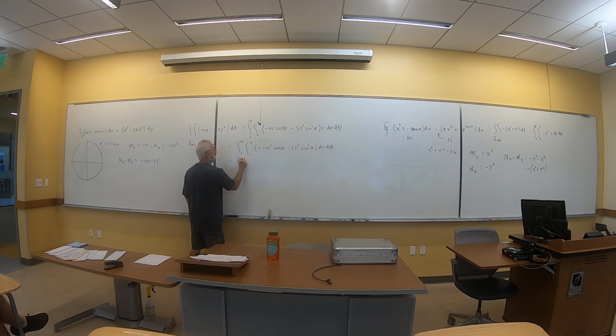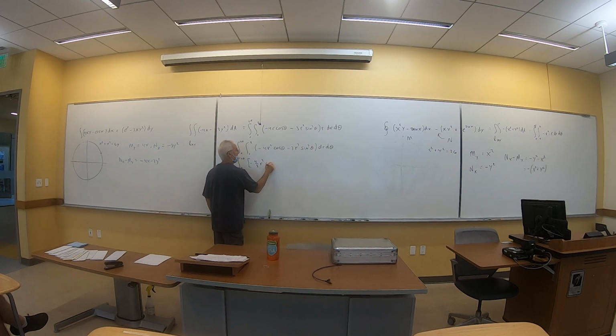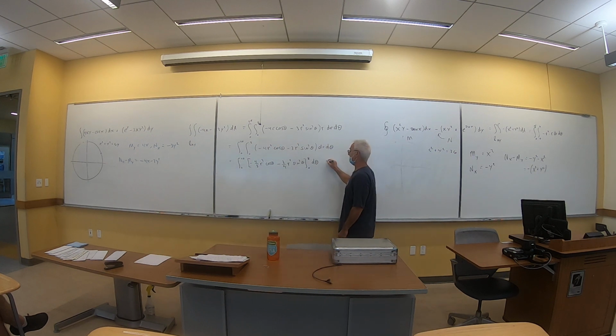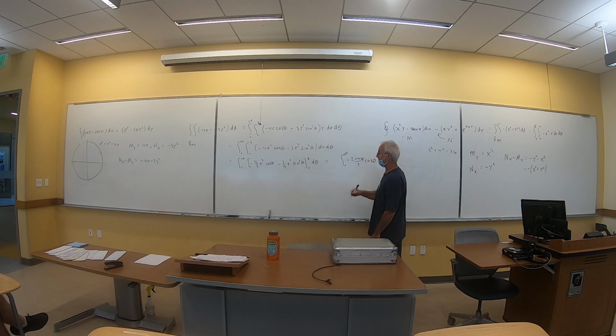And I will get negative 4/3 r cubed cos theta, negative 3/4 r to the 4th sine squared theta. Okay, get out your calculators. I'm going to get this right. So 8 cubed is 512, so that'd be negative 2048/3 cos. And 8 to the 4th would be 4096, but over 4 that would be 1024, so that'd be negative 3072 sine squared theta, all right?